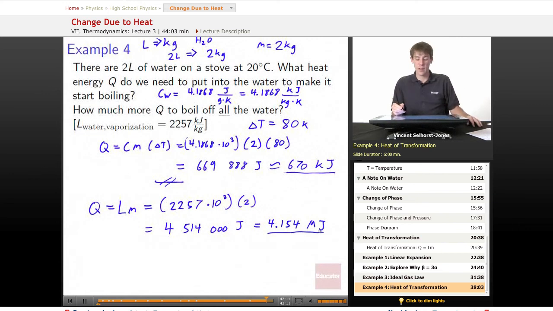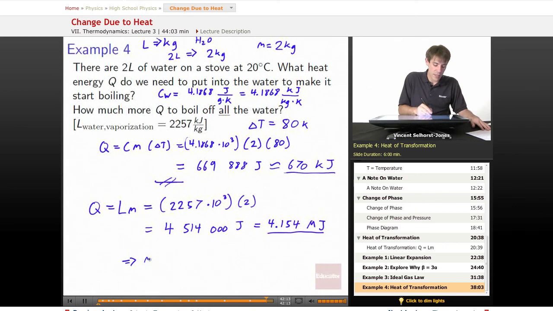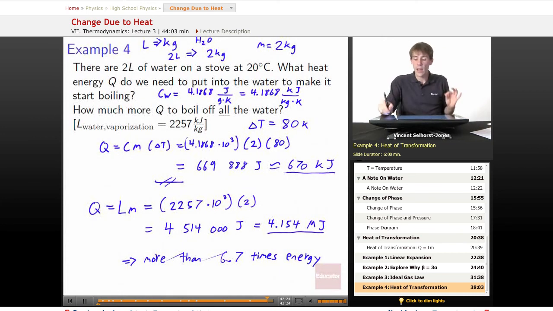4.514 megajoules of energy, that's more than 6.7 times the energy. So it takes way, way more energy to get it to actually boil off than it does to get it to the point where it can just begin to boil.